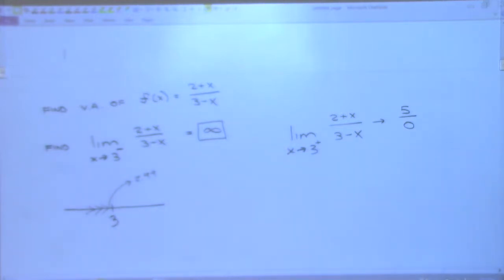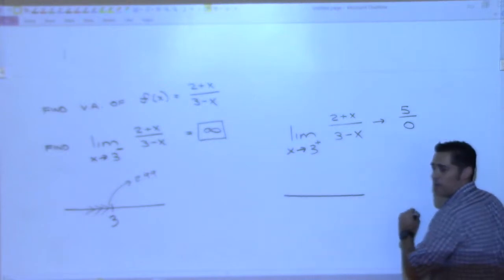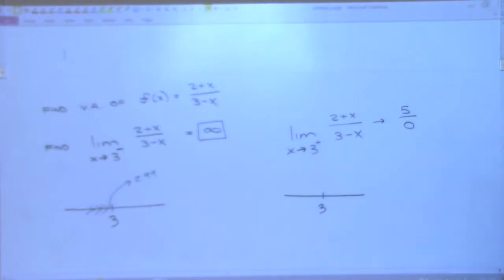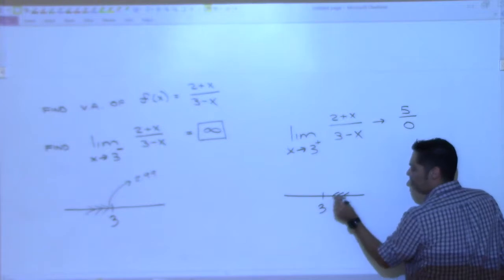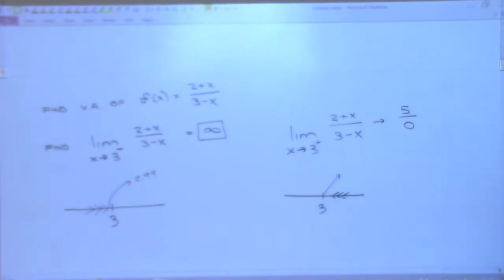All right, so let's try this. Brian, I'm going to stick with you. I'm going to draw a number line, okay? I'm going to put 3 here. Which side are we approaching it from, left or right? Right side. Okay, so Brian, give me an example of a number that would be going into that limit as I started to get close to 3.